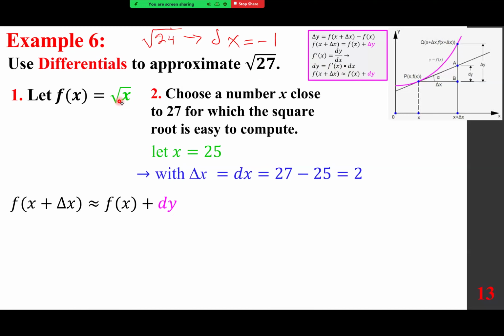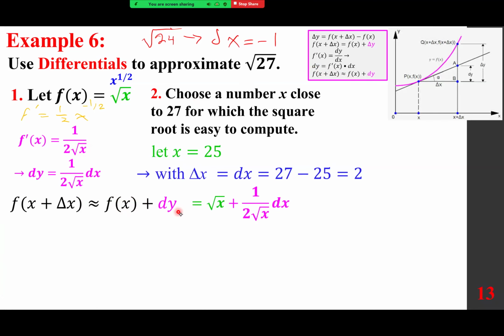To find f prime of x, we're going to change this to x to the power of 1/2. We've differentiated this many times. So we have f prime is 1/2 x to the power of 1/2 minus 1, which makes it negative 1/2, or 1 over 2 square root of x. So that's f prime. We are interested in dy, so it's the same thing times dx. And now we are going to write f of x is square root of x, dy is 1 over 2 square root of x dx.